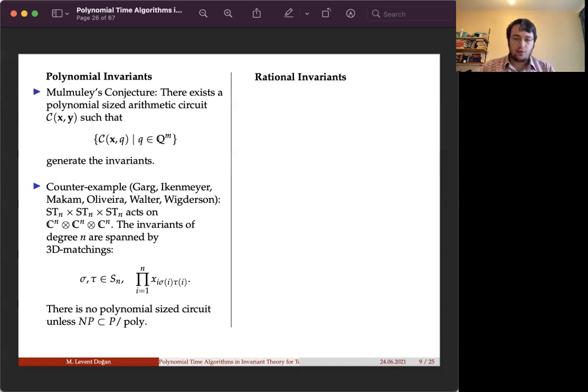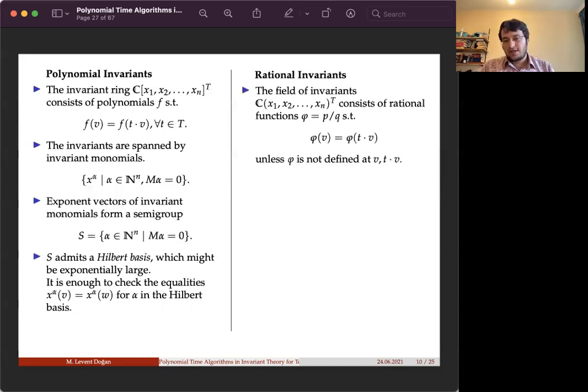If I would take the twofold product, the same would happen. The monomials would correspond to the perfect matchings of the complete bipartite graph. And the result of Garg et al. is that the existence of such an arithmetic circuit in Mulmuley's conjecture would imply some collapse in the polynomial hierarchy.